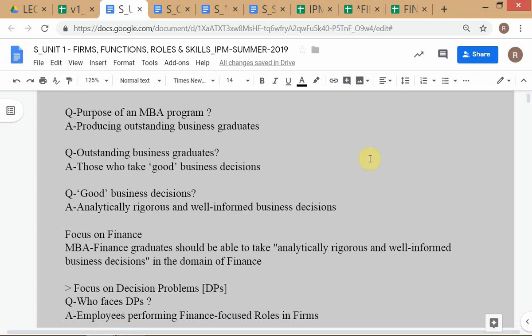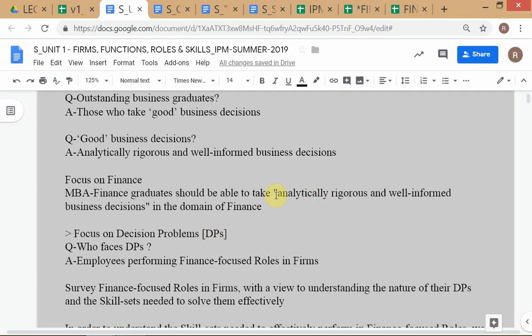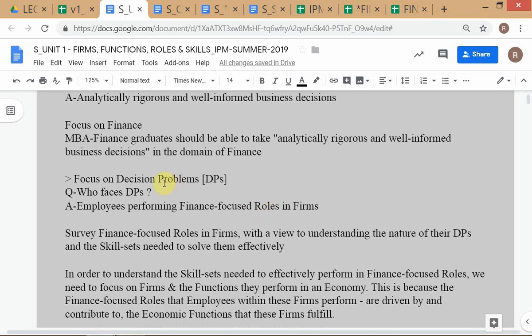So the idea is basically the purpose of an MBA program: to produce outstanding business graduates. Who are those? Those who take good business decisions. What is a good business decision? The objective is to create finance students who take analytically rigorous business decisions in finance. And who faces business decisions? So when you start looking at this, am I going too fast on this? No. Are you following? Yes.